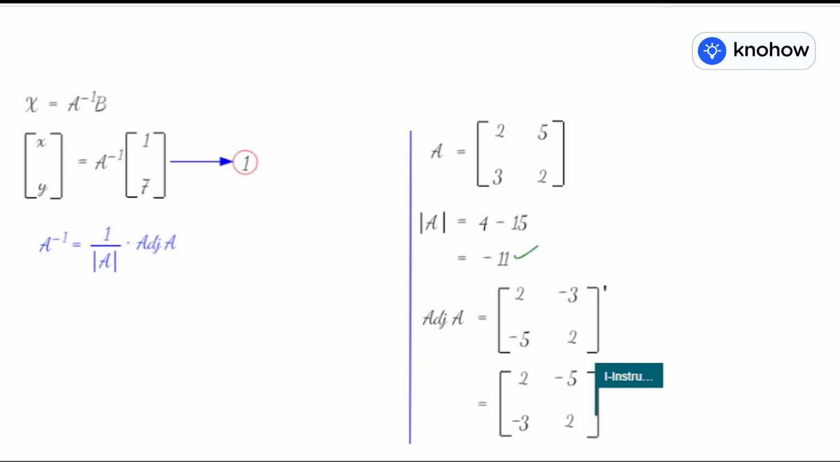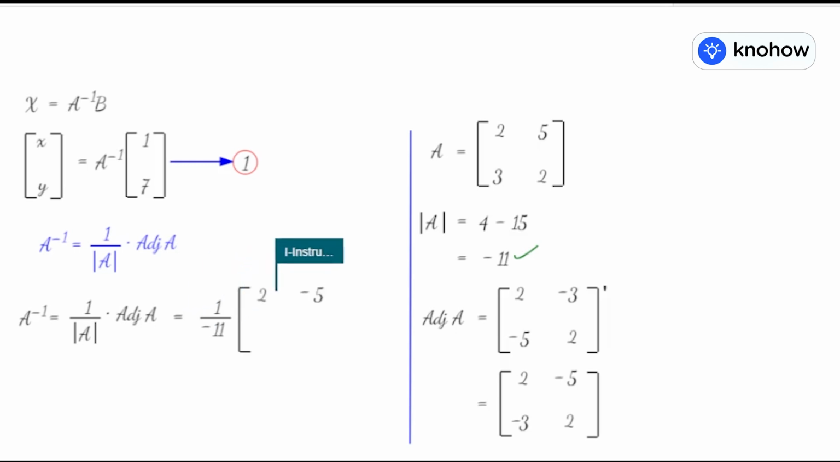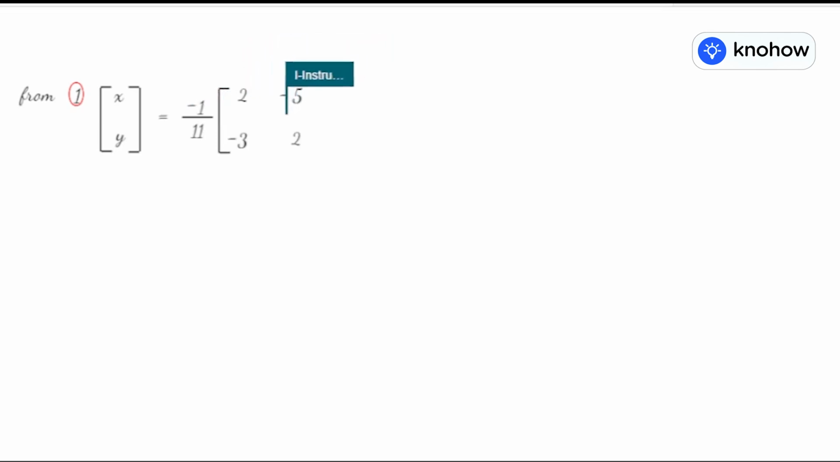Now using the definition, A inverse is 1 by determinant A into adjoint A. That is 1 upon negative 11 times [2, minus 5; minus 3, 2]. And now you replace this value of A inverse in equation 1. So from 1, the value of the matrix [x; y] is A inverse, and what is A inverse? We worked out negative 1 by 11 times adjoint A, which is [2, negative 5; negative 3, 2], multiplied with the constant matrix [1; 7].